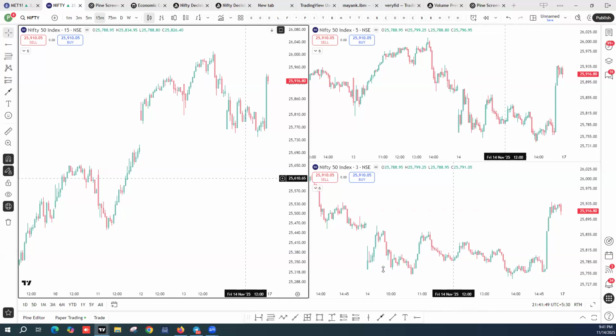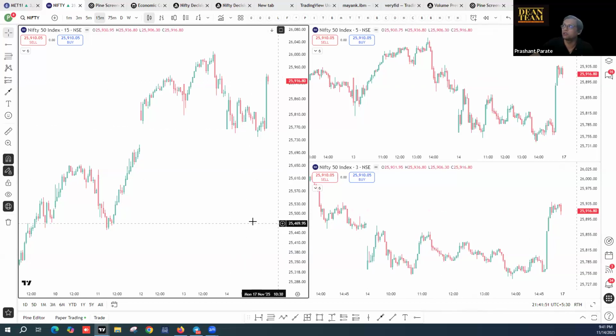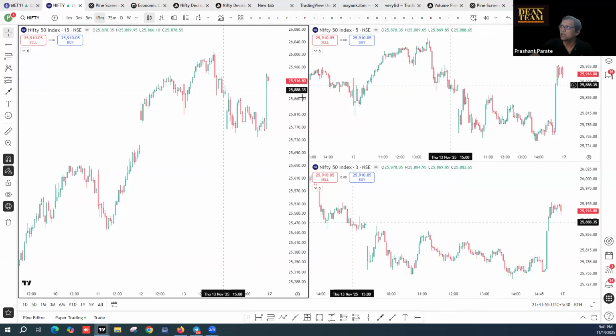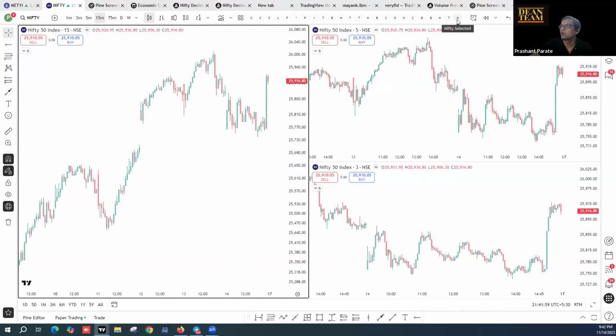Okay. And I will show you something very interesting also later on after the course finishes. I have developed some useful indicators for Nifty level identification.